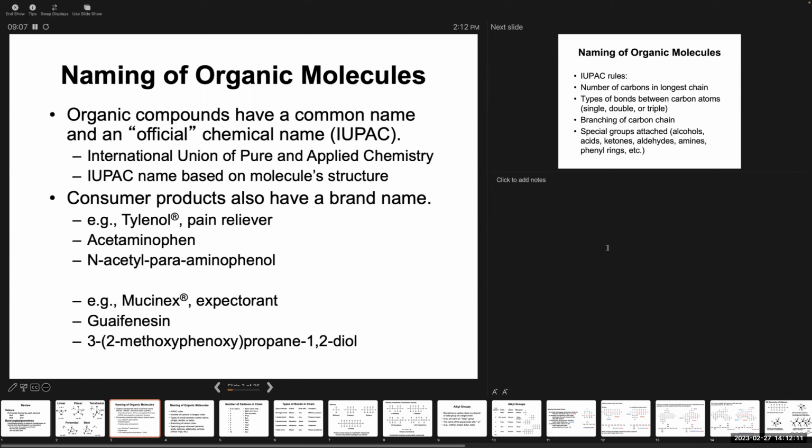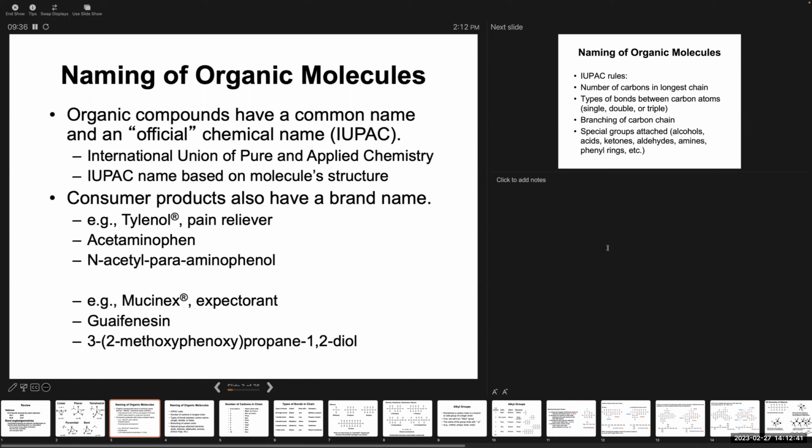But then acetaminophen has an IUPAC name. So acetaminophen is the common name. The IUPAC name for acetaminophen is N-acetyl para-aminophenol. And if I were to dissect that name and think about what all the parts of that name mean, I could probably draw that. I don't consider myself a world's expert on IUPAC naming either. But there's enough information in there.